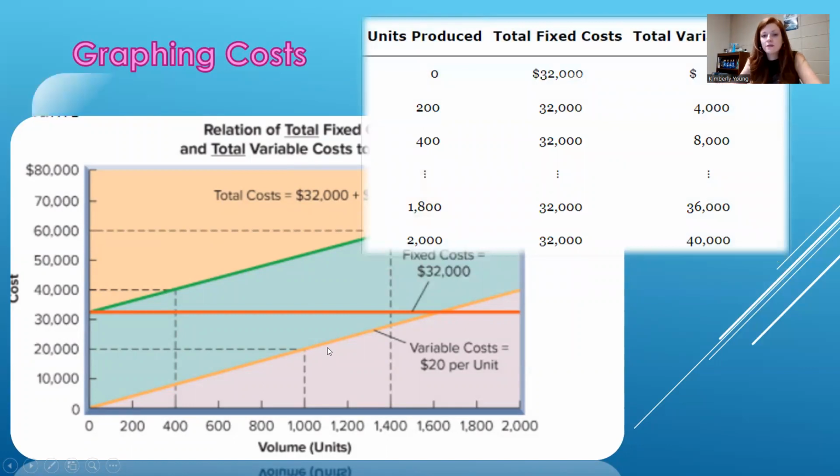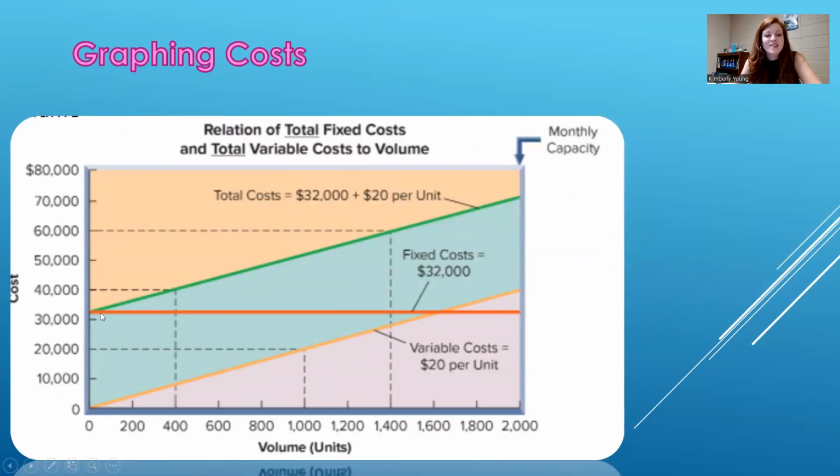There we go. So the mixed cost aspect is going to start at the fixed cost, the $32,000, and increase by $20 for each product.